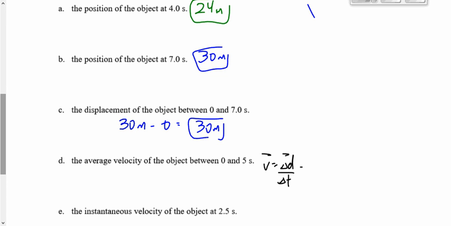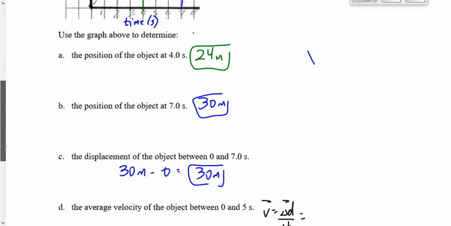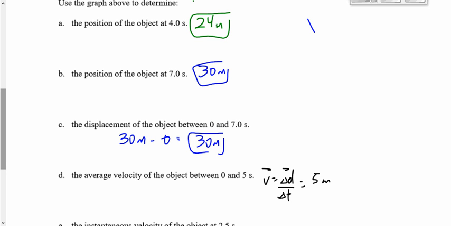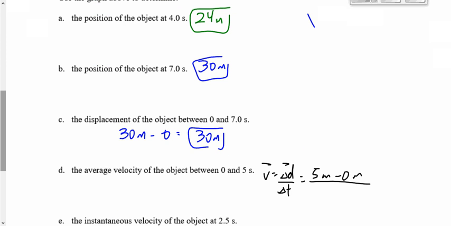The displacement between 0 and 5 seconds, well, it's final minus initial position. At 5 seconds, we've got 30 meters. At 0 seconds, we've got 0 meters. So it's 5 meters minus 0 meters. No, it's not. It's 30 meters minus 0 meters, over the time interval of 5 seconds, which is 6.0 meters per second.